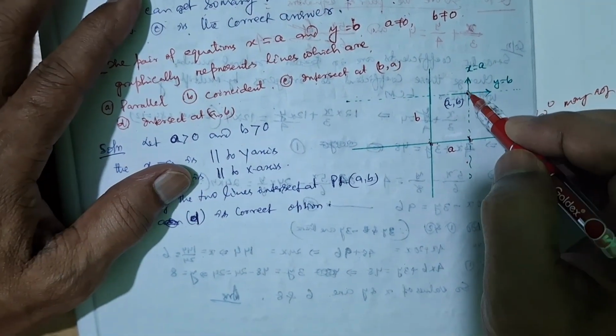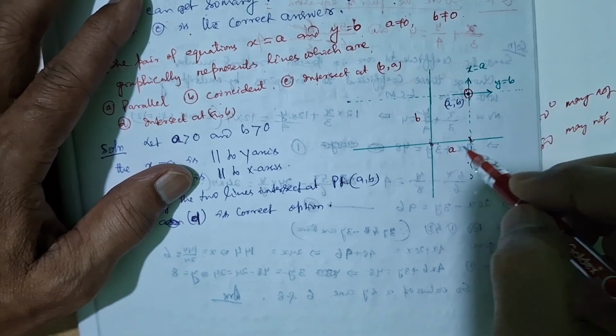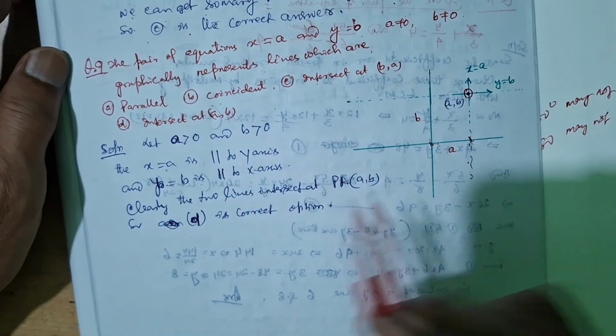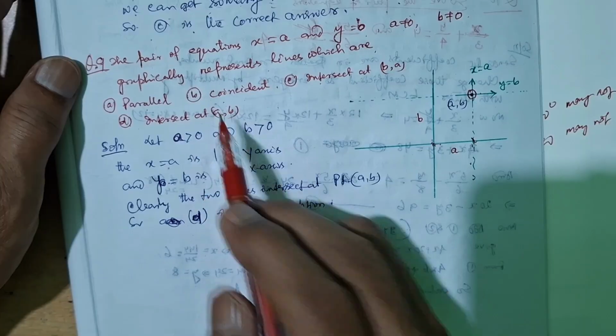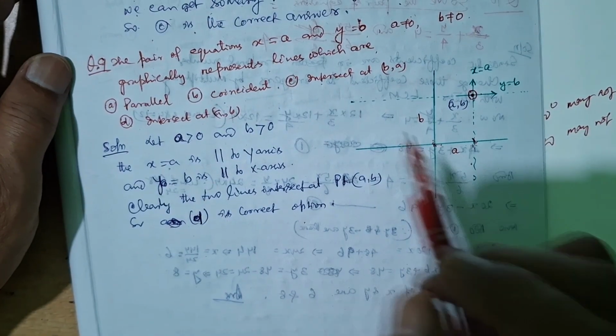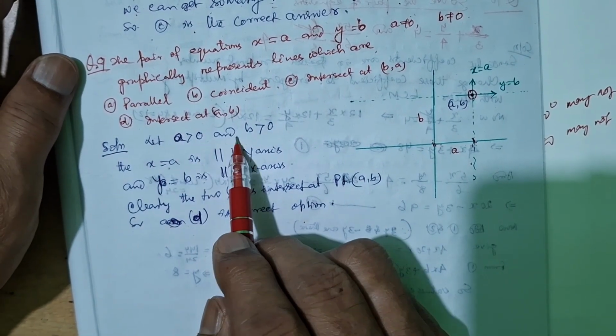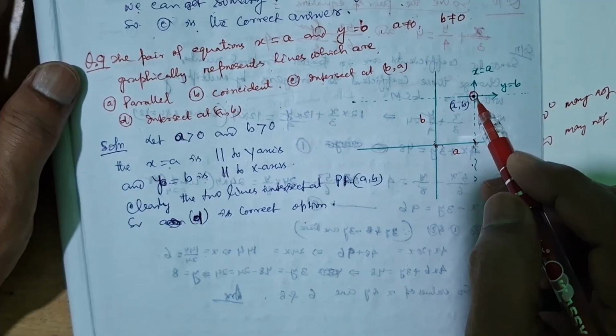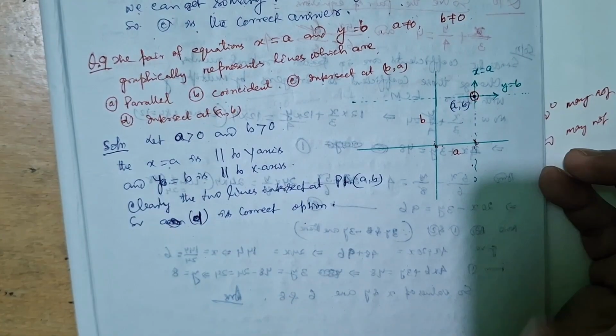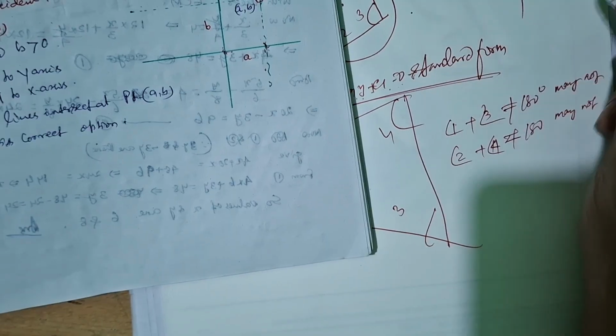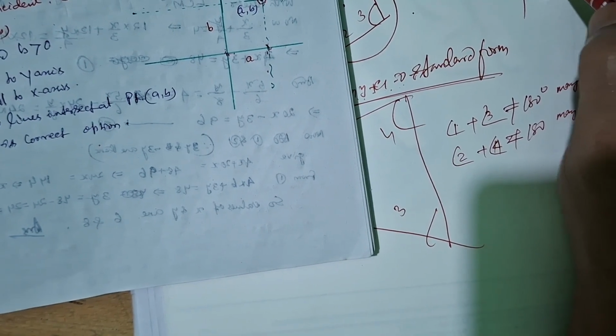So what is their crossing point? Their crossing point is a, b. So what is the correct answer? Intersect at a and b. Okay. If a is greater than 0, b is greater than 0, in this point we are taking this right hand side. Generally, we are so familiar with that. If you are taking a and b, we are taking in this way.